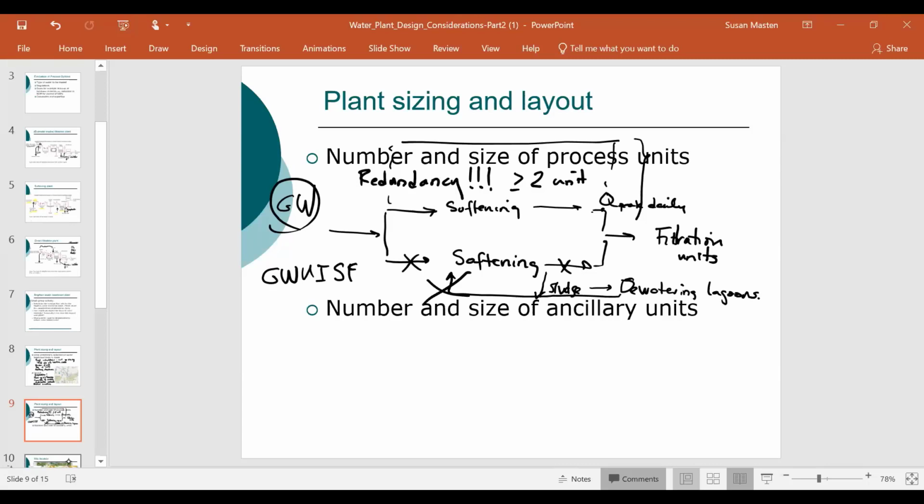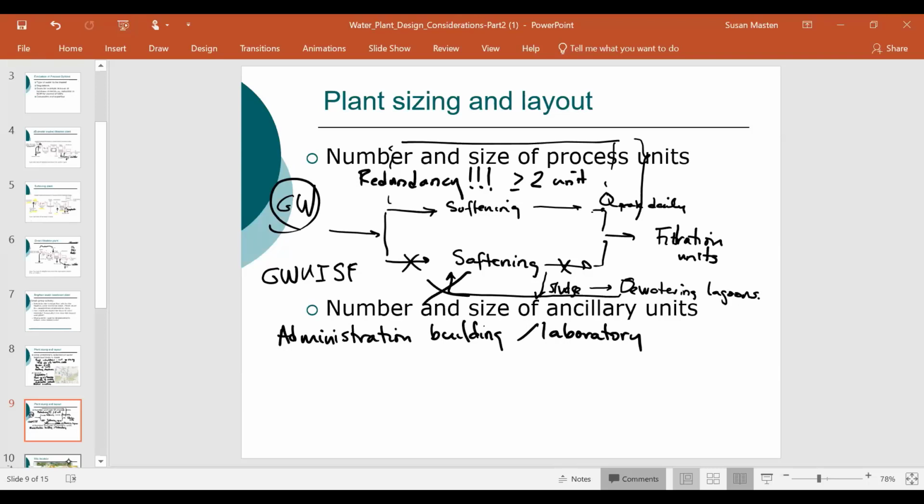Okay. In terms of ancillary units, we need an administration building, or at least space. Got to keep all these records. Somebody has to operate the plant. There are laboratory tests that need to be done on site.